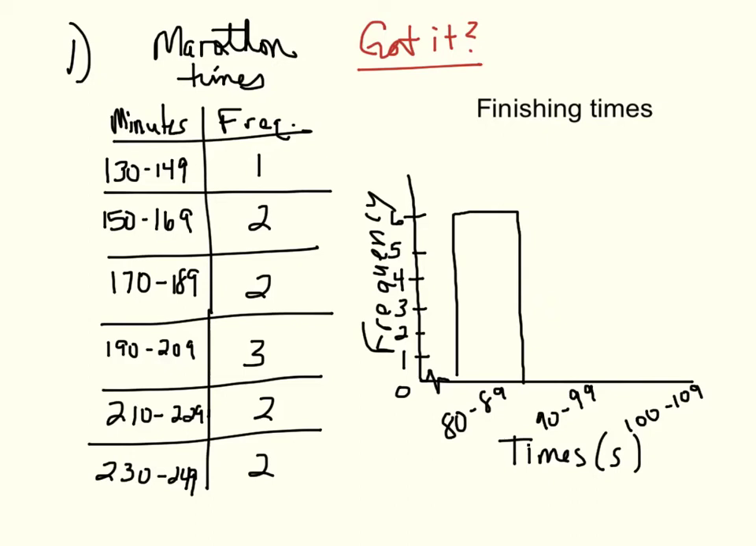90 to 99, there are 5. So notice I don't leave a space between the bars, and the widths of the bars are about the same. 100 to 109, there are 2. Whoops, that's a really bad bar. There you go. You just made yourself a histogram.